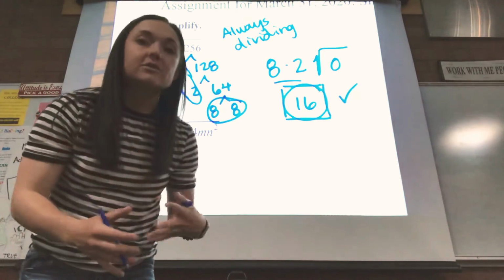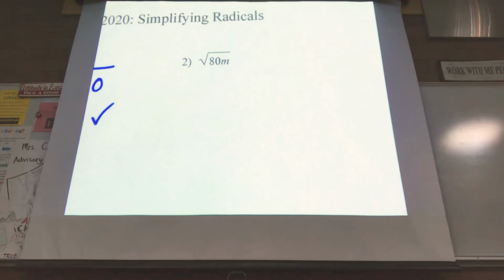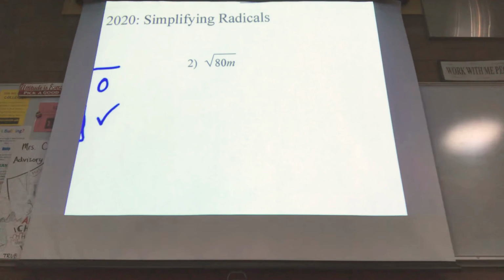We're trying to get pairs of numbers that leave the radical. So let's do number 2 now. Number 2 we can see actually has a variable. This is the square root of 80 times m. We know that 80 is not a perfect square number. 81 is, but not 80. So we're going to have to divide it down to try and find pairs that can leave.